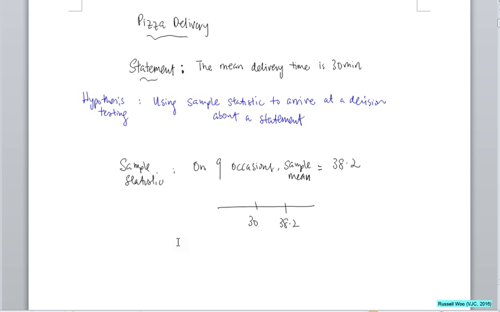Then remember, before we entered, we asked about 38.2, which is much bigger than 30. Therefore, we say the sample mean means the delivery is very lousy, more than 30 minutes. Then I asked this question. I don't know whether you remember. How big is big?